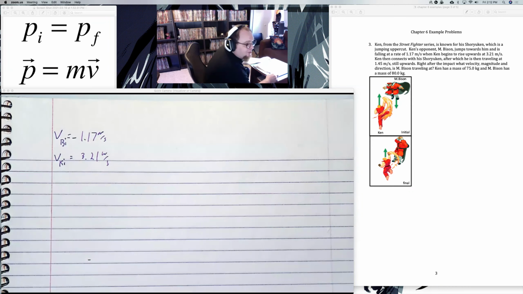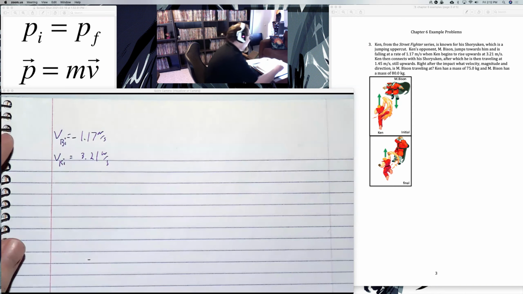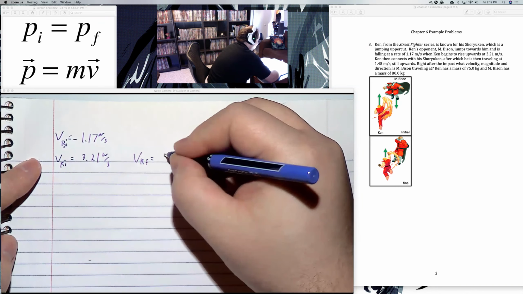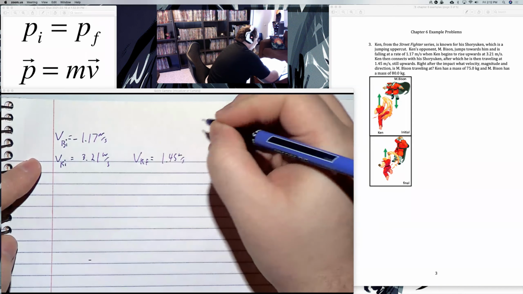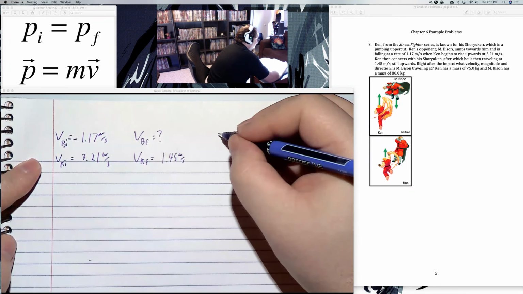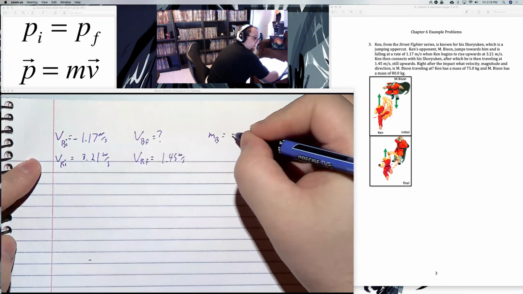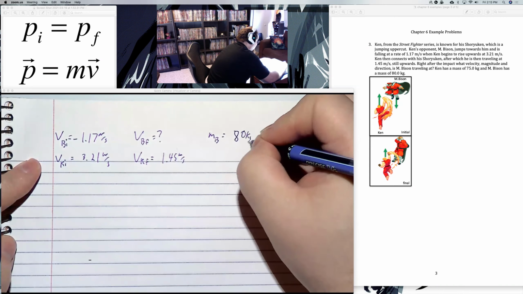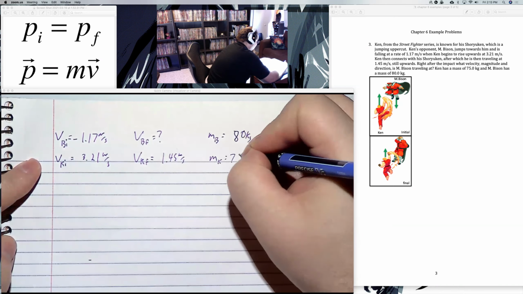Ken then connects with the Shoryuken, after which he's still traveling upwards. But now he's traveling at 1.45 meters per second. What's the velocity of Bison final, given their masses? Well, the mass of Bison is 80 kilograms, and the mass of Ken is 75 kilograms.